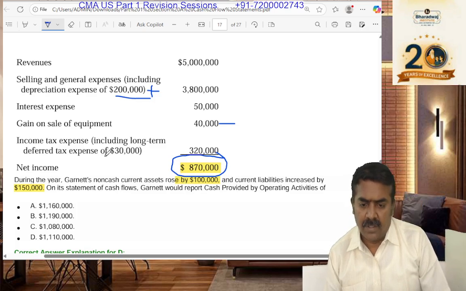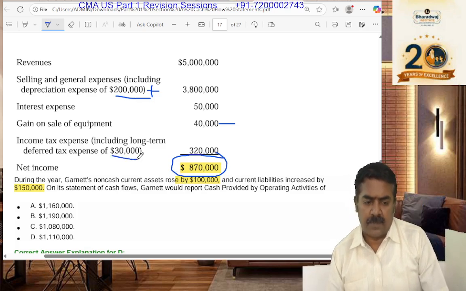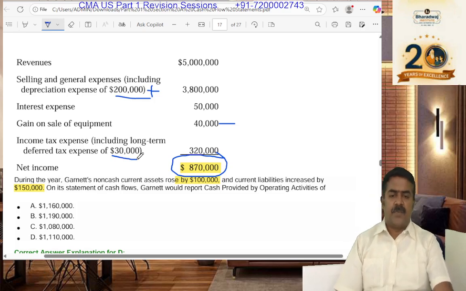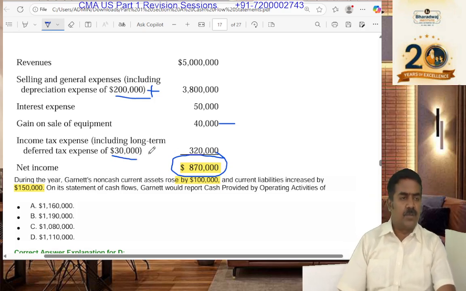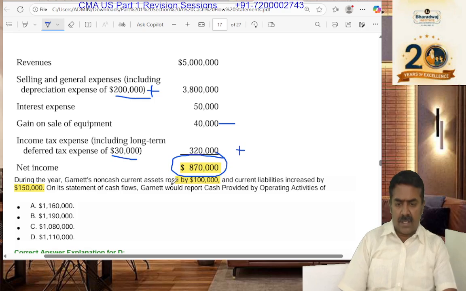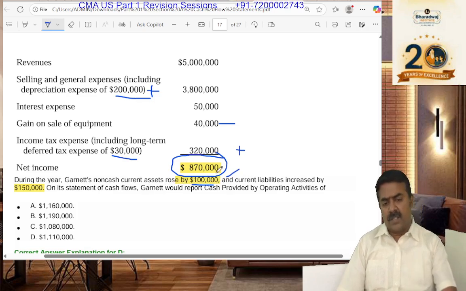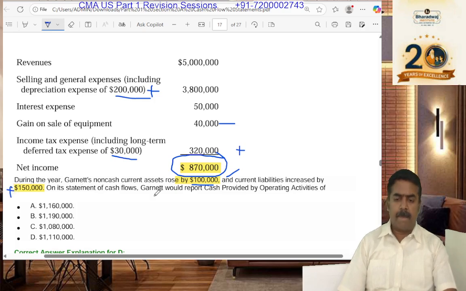See, okay. Deferred tax expense we transferred means which we have not paid now. So we will add back that 30,000. Increase in current assets, we'll minus. Increase in current liability we will add. An answer.